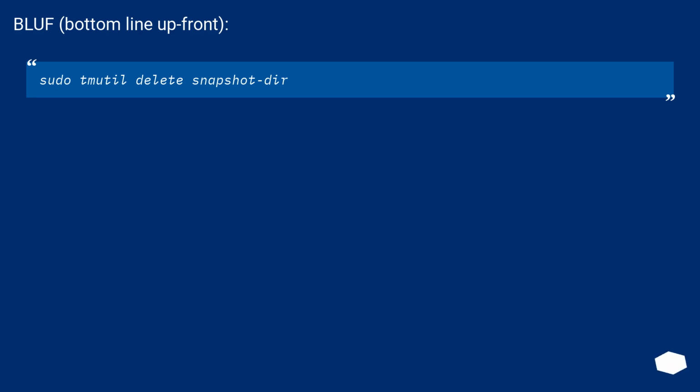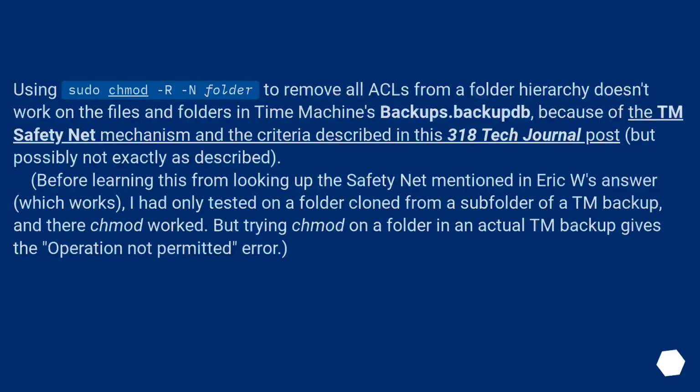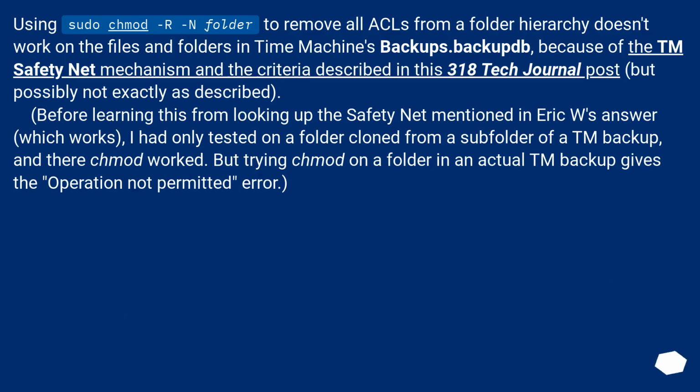Bottom line up front: sudo tmutil delete snapshot dir. Using sudo chmod -R to remove all ACLs from a folder hierarchy doesn't work on the files and folders in Time Machine's Backups.backupdb, because of the TM safety net mechanism, and the criteria described in this 318 Tech Journal post, but possibly not exactly as described. And NBSB.